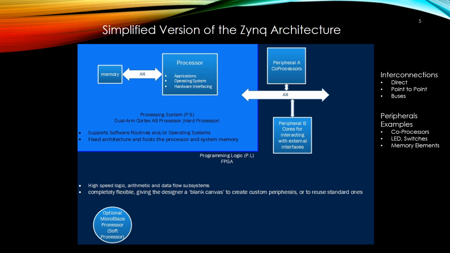Coprocessors are elements that supplement the primary processor, usually optimized for a certain task. They could be cores for interacting with external interfaces, for example connecting to LEDs and switches, or they could be additional memory elements. The PS has a fixed architecture and hosts the processor and system memory, whereas the PL is completely flexible, giving the designer a blank canvas to create custom peripherals or to use standard ones.